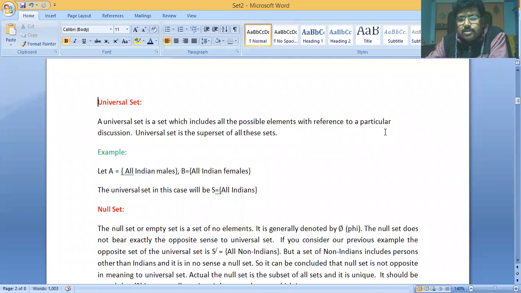The universal set. What is the universal set? A universal set is a set which includes all possible elements with reference to a particular discussion. Universal set is the superset of all these sets.